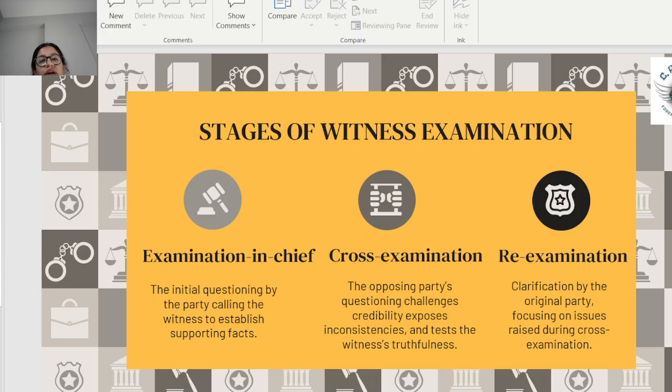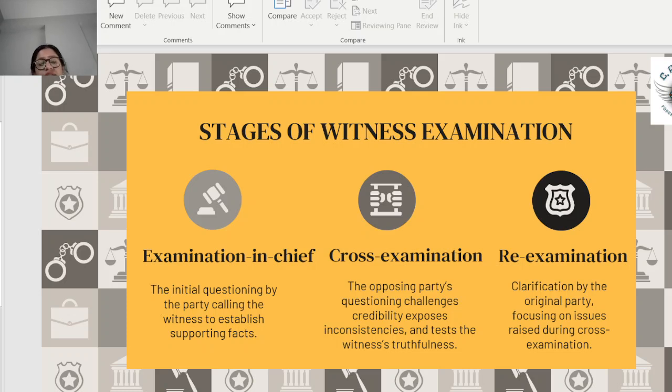Now the opposing party's questioning challenges the credibility, exposes the inconsistencies if there are any, and also tests the witness's truthfulness. Leading questions can be asked during cross-examination even without the court's permission. I'll tell you in the coming slide what a leading question is, but right now just understand this. Leading questions can be asked during cross-examination only. Leading questions are not asked in other examinations, for example, examination in chief and re-examination, but only during the cross-examination. You can always ask leading questions even without the court's permission and the objections from the opposing party.